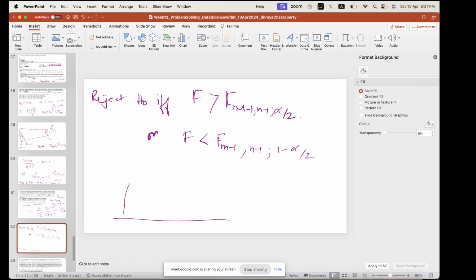So the F distribution is also like this. Okay, so we'll reject if F is falling in this region. We have to find this point such that the area above is 0.025 and this point such that the area below is 0.025. And if F is falling in this area or in this area, then only we are going to reject H naught. Is it okay?